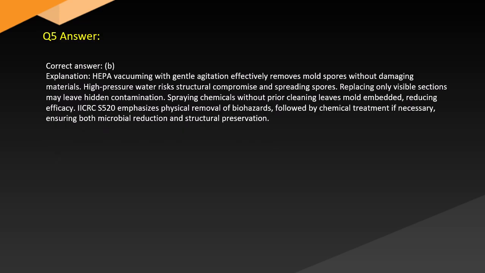Answer. Correct answer: B. Explanation. HEPA vacuuming with gentle agitation effectively removes mold spores without damaging materials. High-pressure water risks structural compromise and spreading spores. Replacing only visible sections may leave hidden contamination. Spraying chemicals without prior cleaning leaves mold embedded, reducing efficacy.